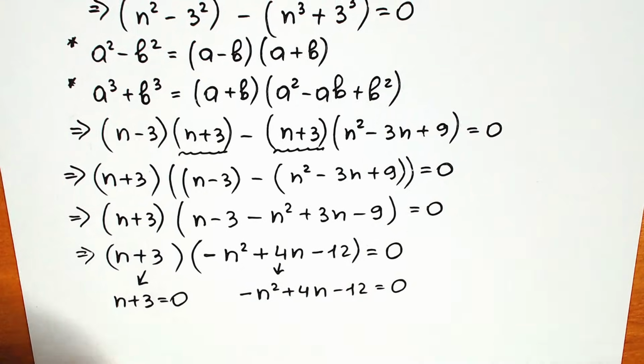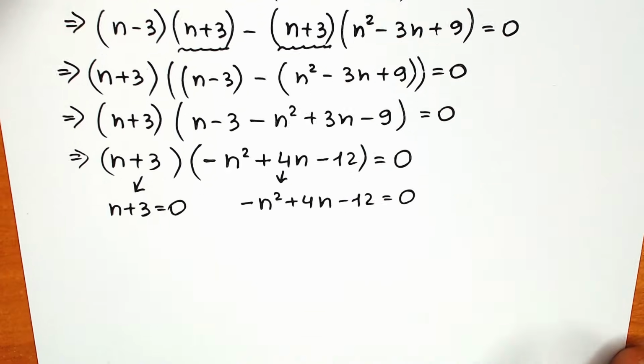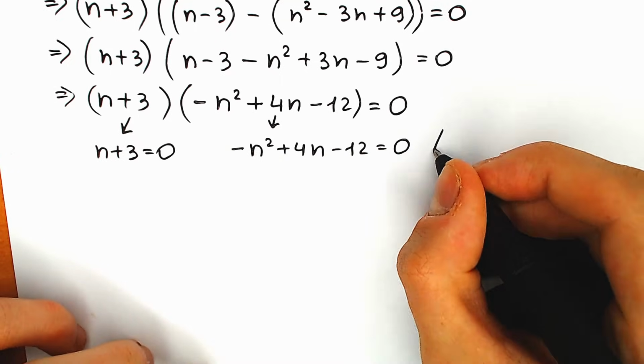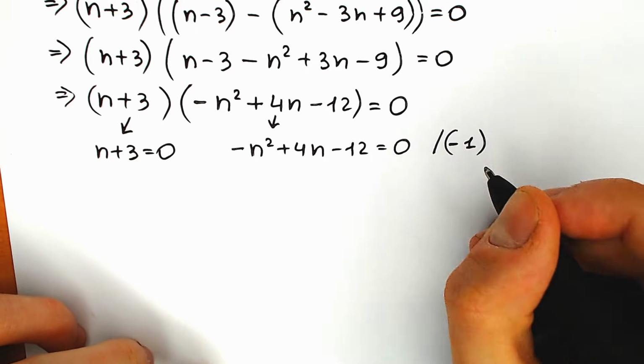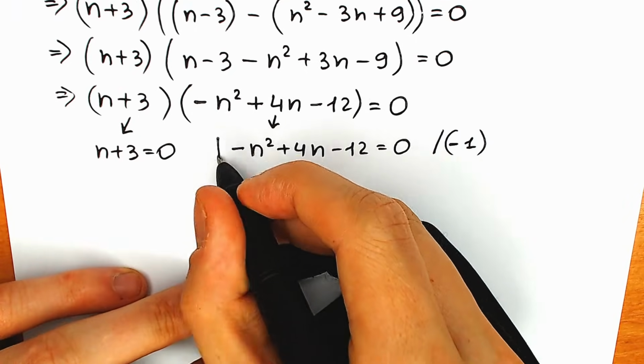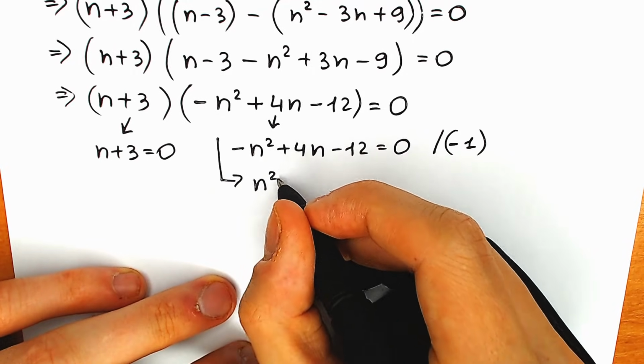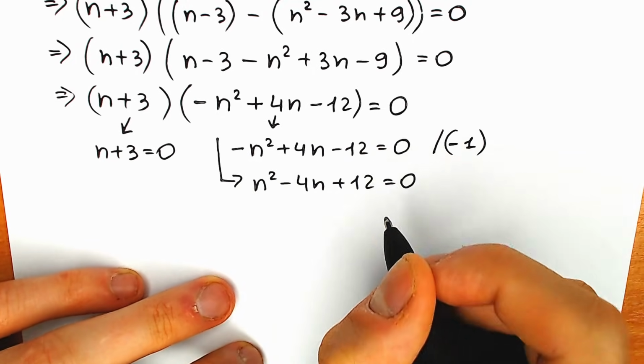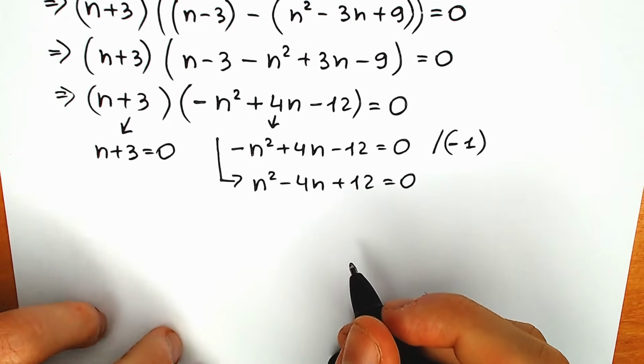But this one I recommend you multiply by minus 1 for better order, because we have a negative sign. My quick recommendation, just multiply or divide by minus 1, and next we have n square minus 4n plus 12 equal to 0. Really great. So right now let's solve.